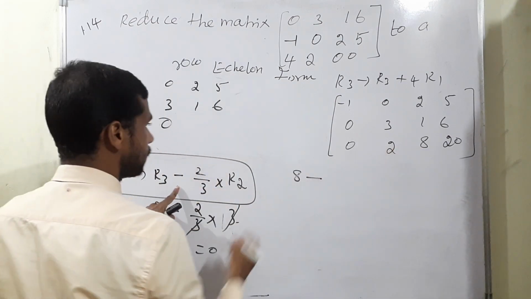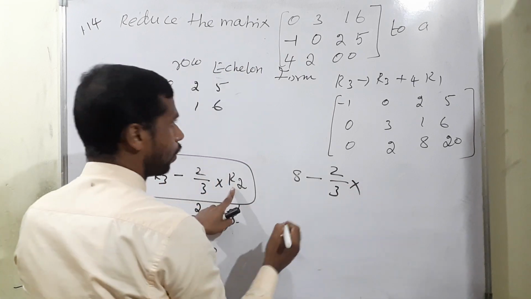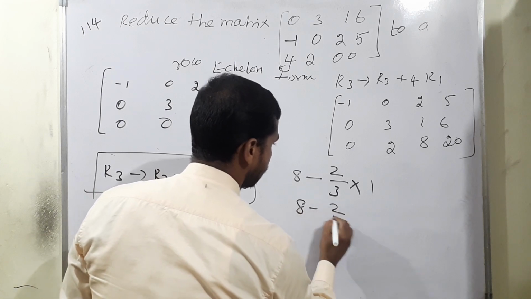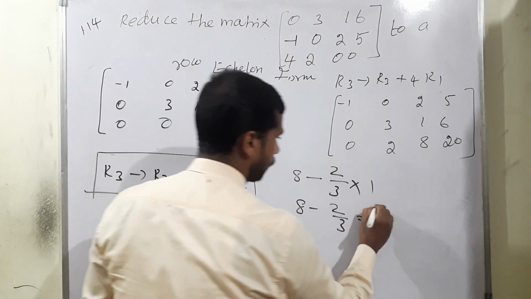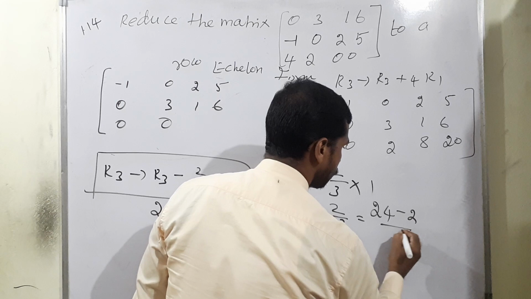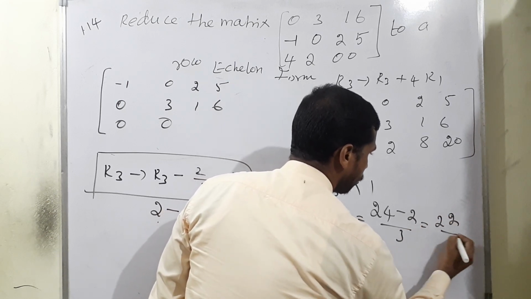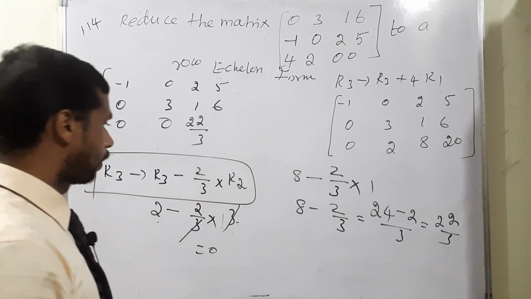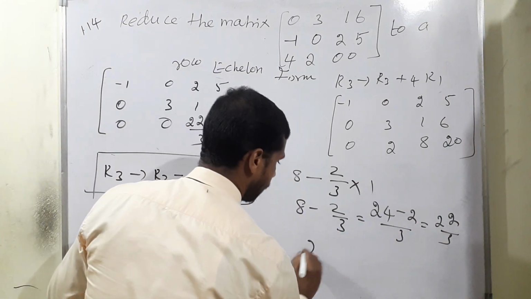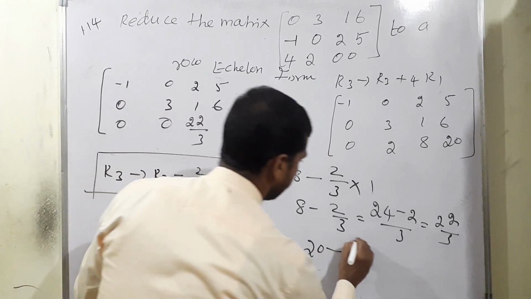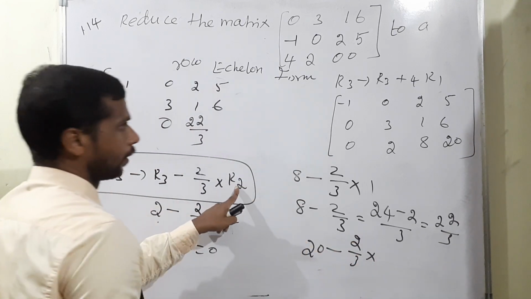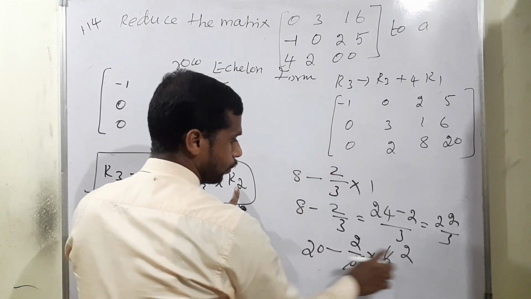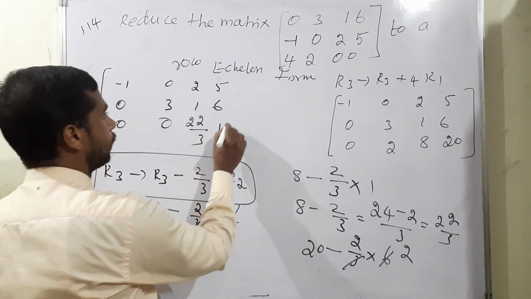Now the second one, next condition. R3, what is the value? 8 is there, minus again 2 by 3 into R2. R2, what is the value? 1 is there. Therefore, listen, 8 minus 2 by 3 as it is, 8 into 3, 24 minus 2 by 3. Therefore value will be 22 by 3. Next one, again R3, 20 is there. Then 2 by 3 into R2, R2 means 6 is there. Therefore 20 minus 2 into 2, 4. 20 minus 4 means value will be 16.